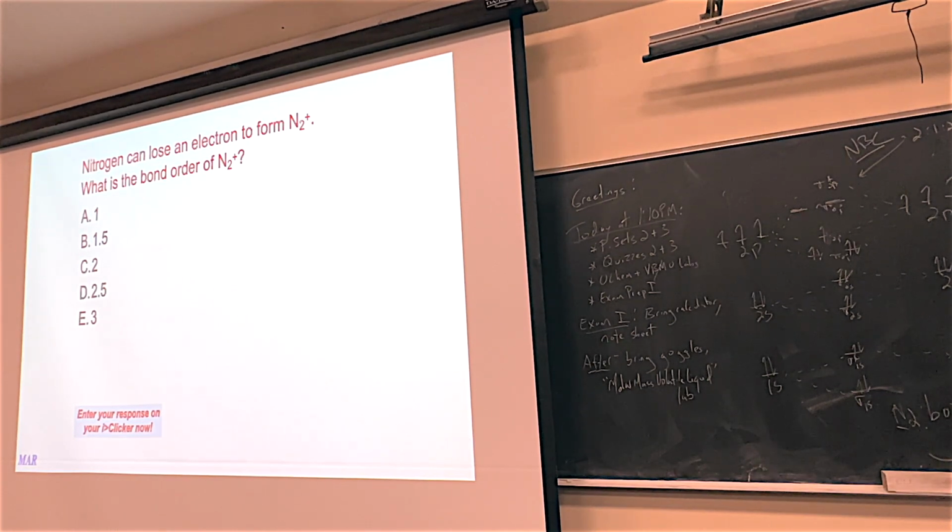That would be the sigma 2p here. Notice that we're taking away a bonding electron. And once you do that, kabam, that's the MO diagram for N2 plus, which is really pretty cool.